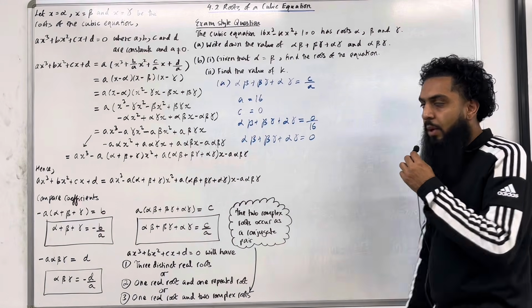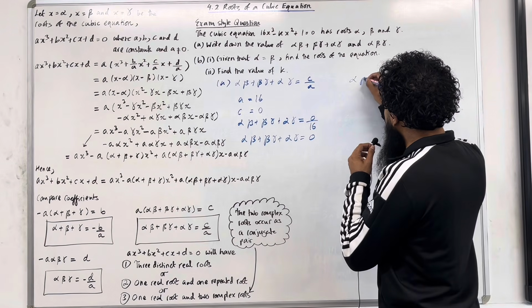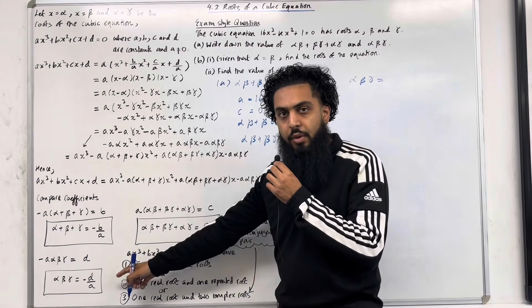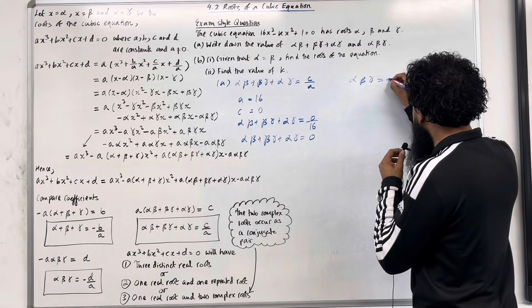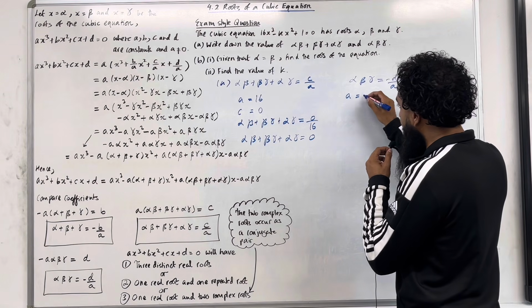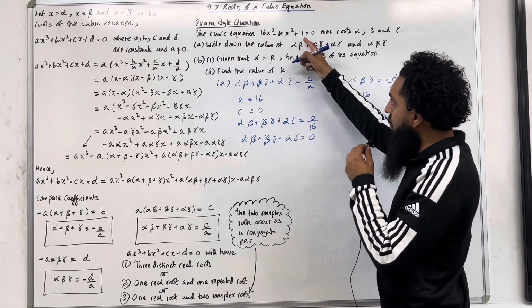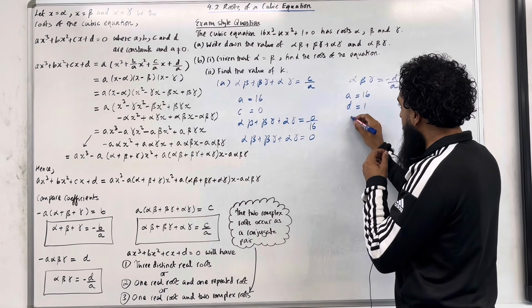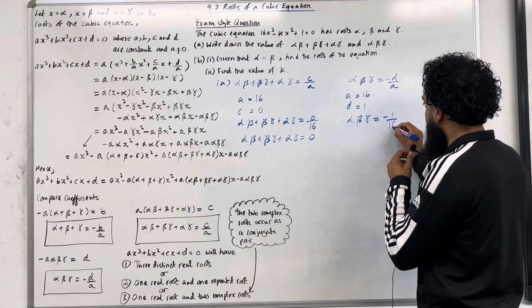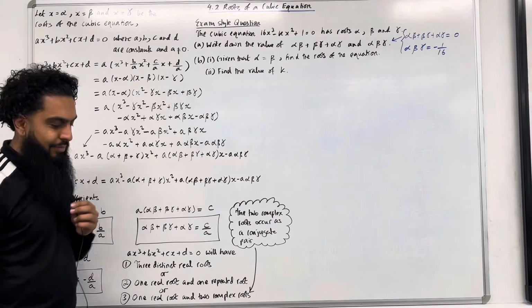Now I'm going to work out the value of alpha beta gamma. According to our key fact, alpha beta gamma is given by -d/a. For our given cubic, a is equal to 16 and d, the constant term, is equal to 1. So the value of alpha beta gamma is given by -1/16. This completes part A of the exam style question.